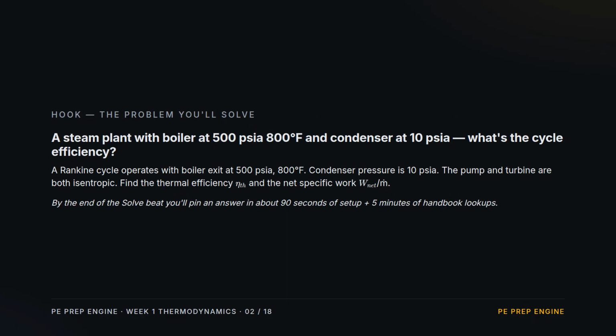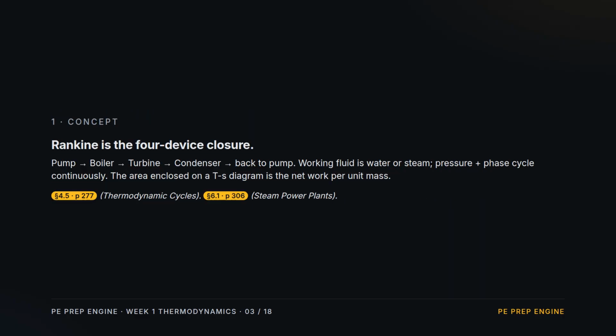Here's the problem. A Rankine cycle with boiler exit at 500 psi absolute and 800 degrees Fahrenheit. Condenser pressure 10 psia. Both pump and turbine isentropic. Find the thermal efficiency and the net specific work. This is the canonical PE-style Rankine question, solvable from the handbook in about 6 minutes once you know the pattern. The setup is the work. The numbers are easy. Concept.